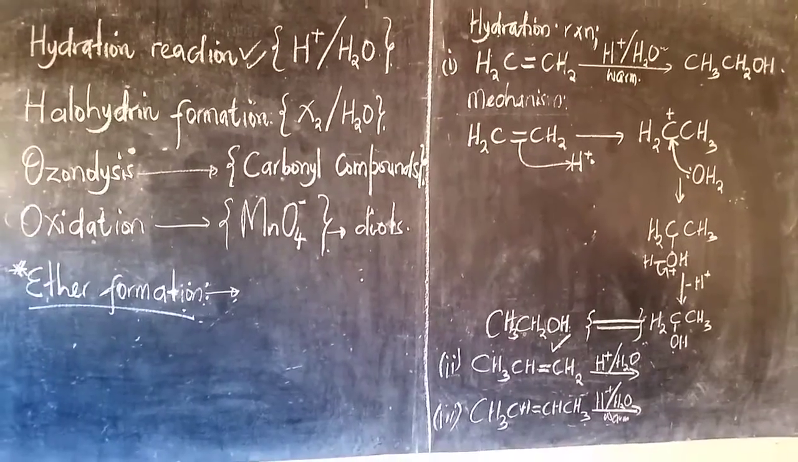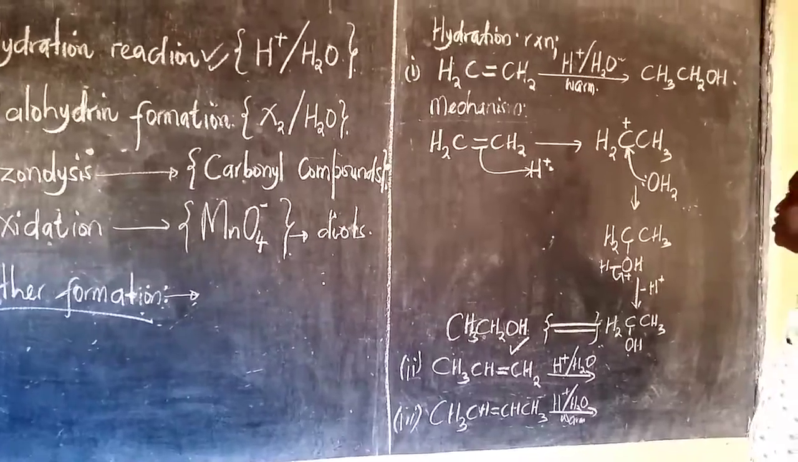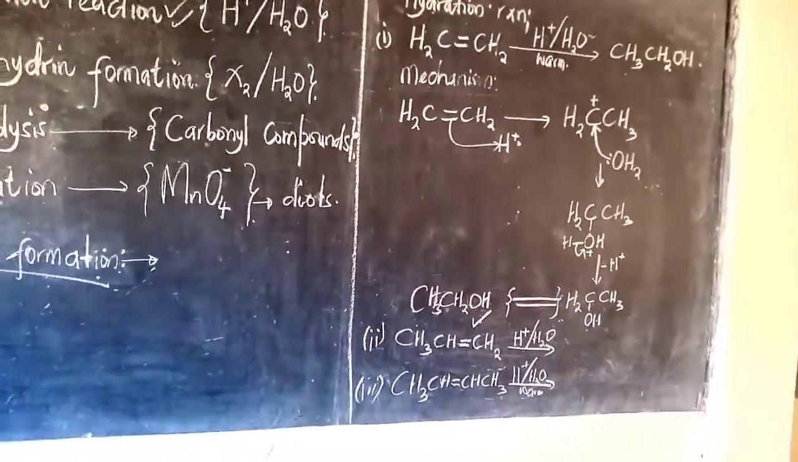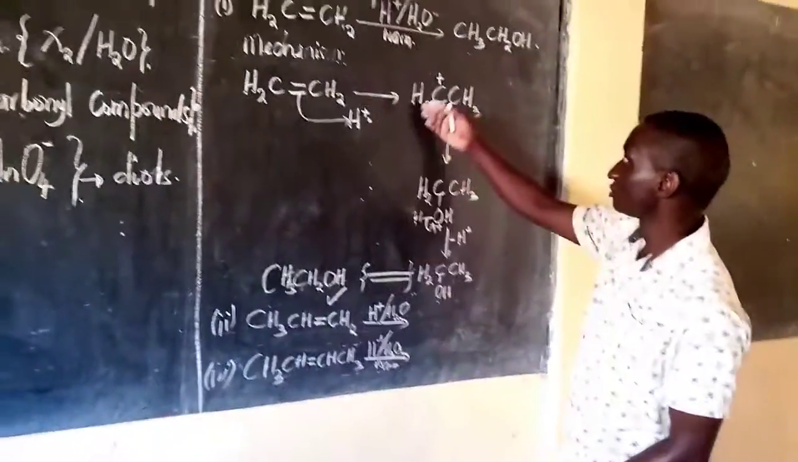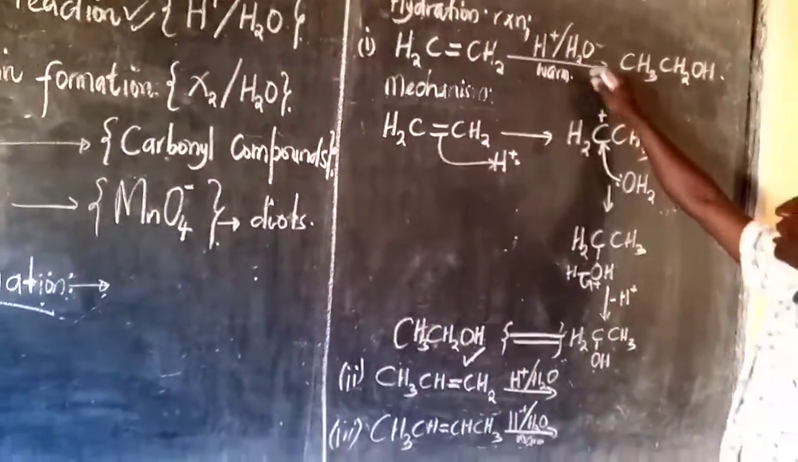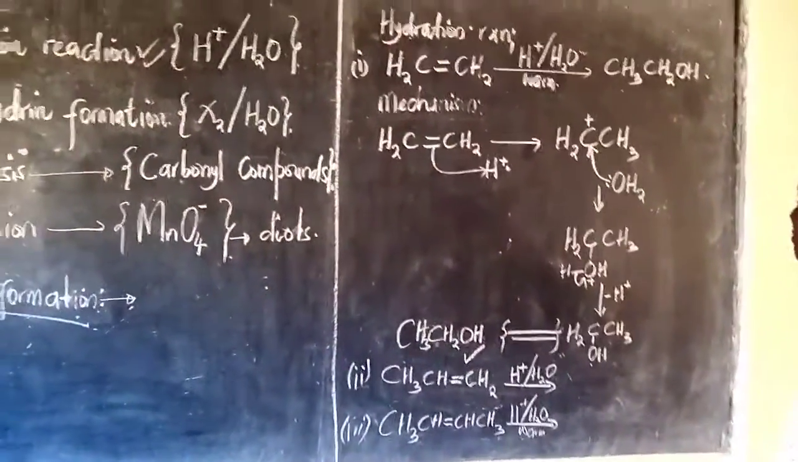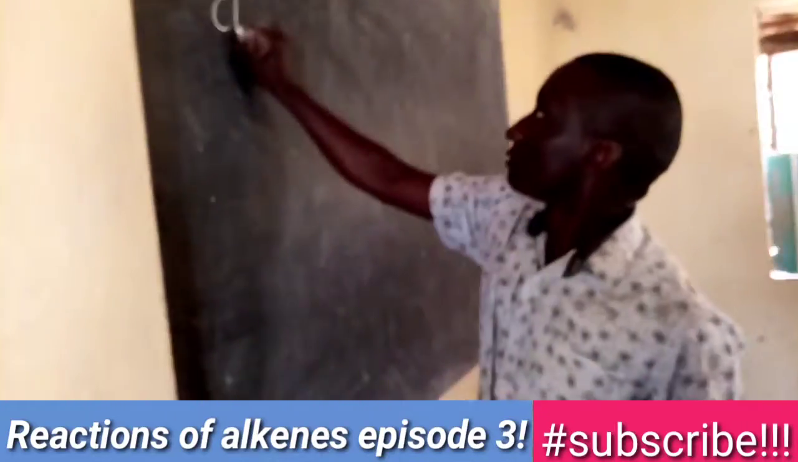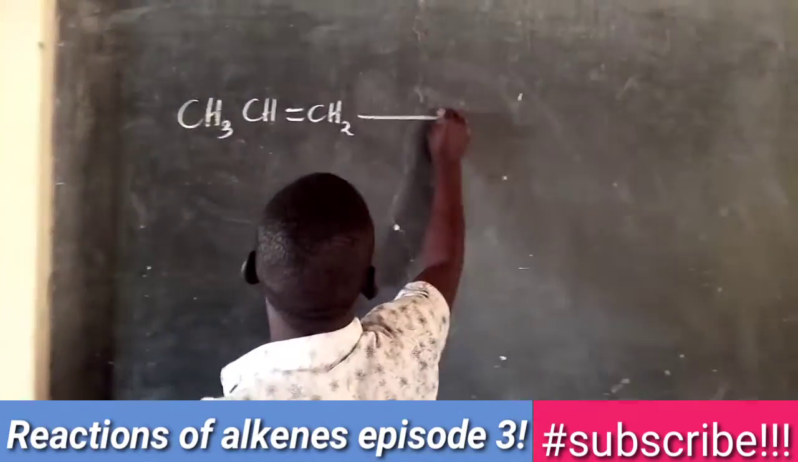Next is the halohydrin formation, where we bring halogens reacting in the presence of water. What takes place? But before that, there is something to emphasize on this. This has been phrased before you as this, but at the same time it can still be given to you as CH3, CH2, propene.